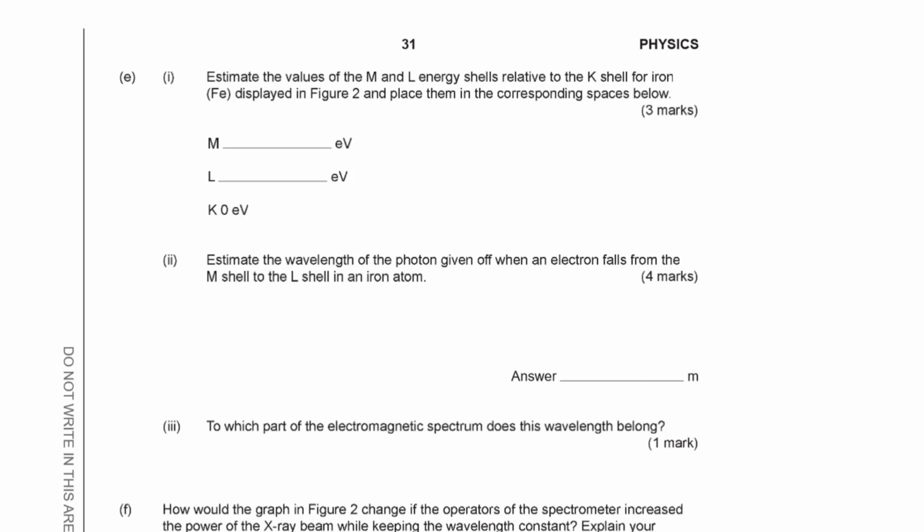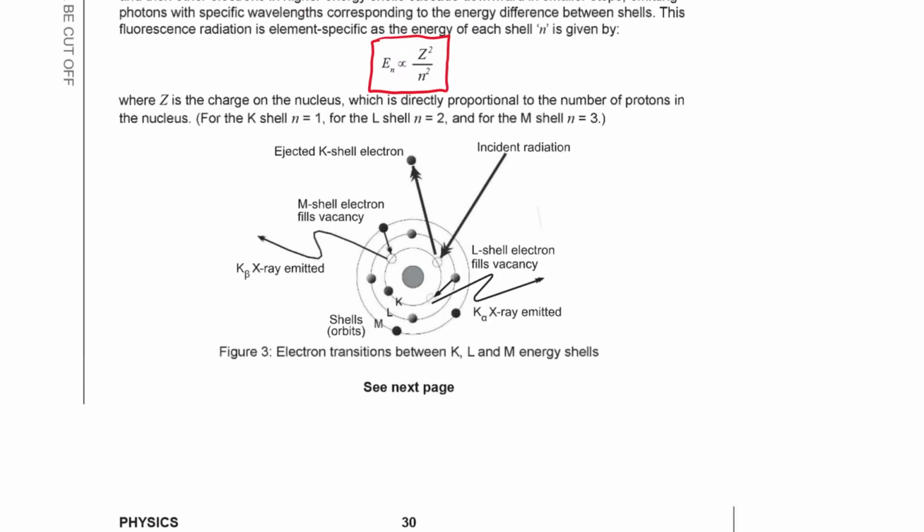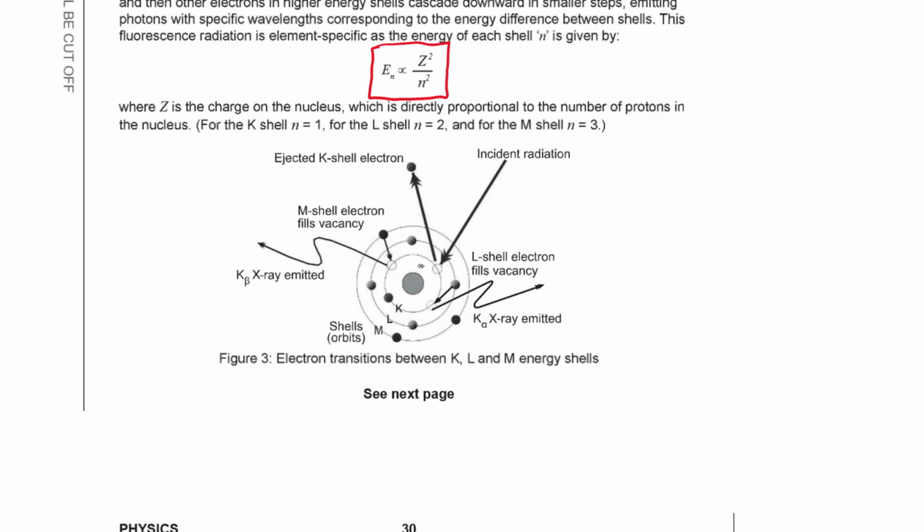So it's asking you for the values of M and L relative to the K shell for iron. Okay, so up here you've got the K shell, and then as you go out, you've got L and then M. Now, what it's asking for is what are those values relative to K for iron. So for M, I'm looking for a K beta, and for L, I'm looking for a K alpha.